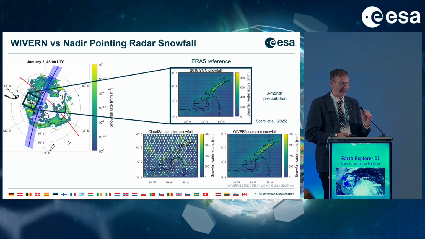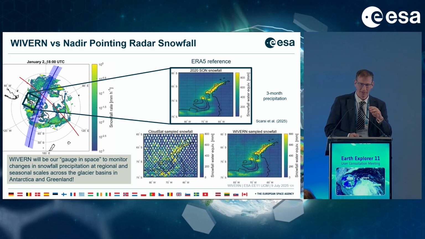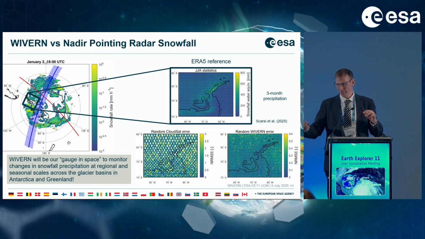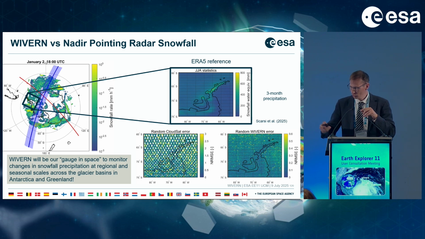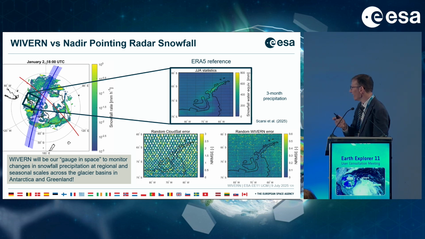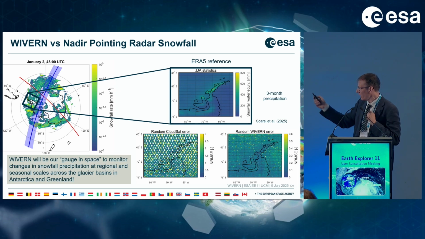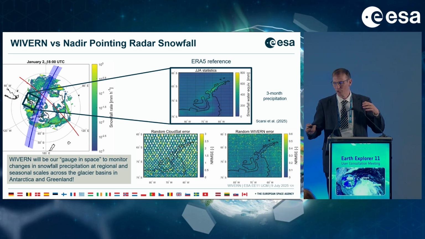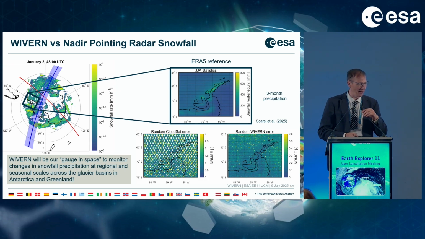0.25 degrees. And I think this clearly demonstrates the total random error, the normalized random mean square error, is that one. So Wyvern will be our gauge in space to monitor changes in snowfall precipitation at regional and seasonal scales across regions that are very important for this, of course, Antarctica and Greenland.